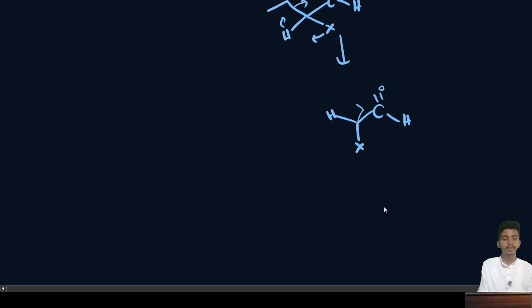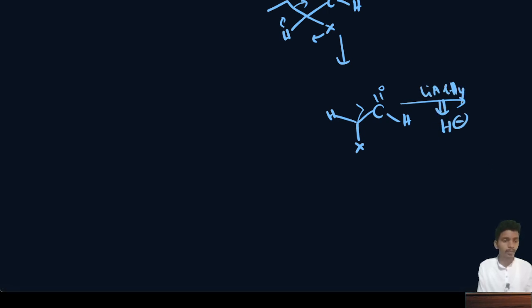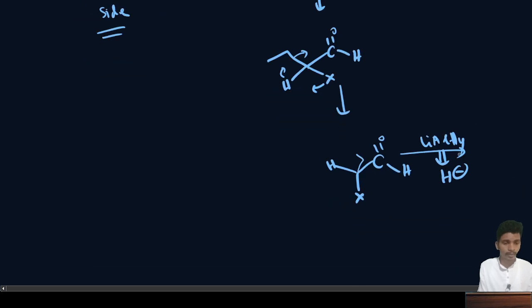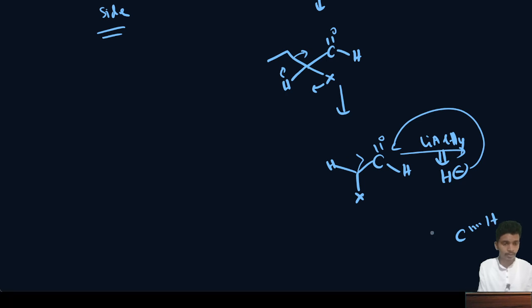Okay, so now after that, the lithium aluminum hydride, that is H minus, attacks from the small group side. The small group side is at the back side, so the reagent attacks from the back side. So H will be at the back side, the reagent attacks the back side, and this OH will go to the above side.